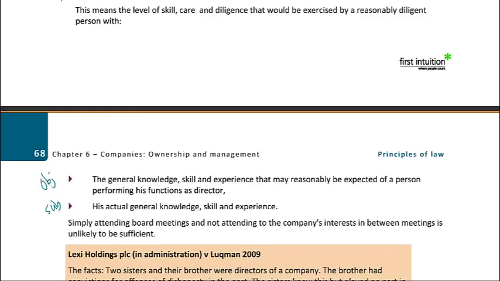However, let's imagine that the director of Tesco has resigned and decided instead to run your local chip shop. Now, in that case, you would expect that director of Tesco to use that high level of skill and knowledge that he had from his previous role. Okay, that's the subjective element of the test.